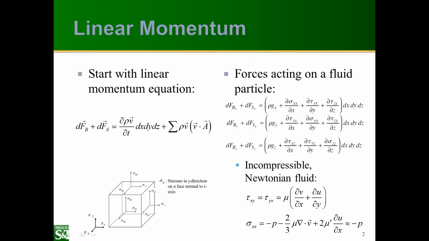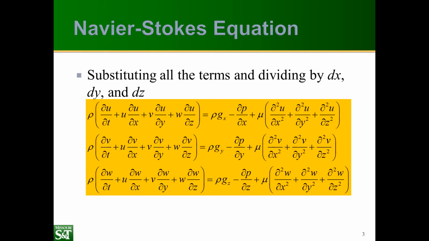So we can substitute this expression and this expression into these equations. And then we substitute these equations into the body forces and surface forces from our linear momentum equation. And when we do that, substituting all those terms and then dividing by dx, dy, dz gives us these three equations. This equation tells us the x direction velocity u. This equation tells us the y direction velocity v, and this equation tells us the w direction velocity, the velocity in the z direction. So the Navier Stokes equation, starting from the momentum equation, gives us three equations, one for each coordinate direction.